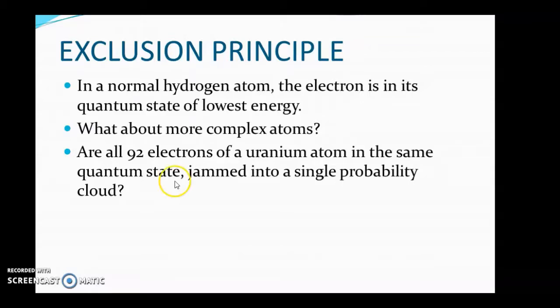So, if all the 92 electrons are in the same quantum state, then all the electrons will have a single probability. Probability is the same for all the electrons. But it is not possible.